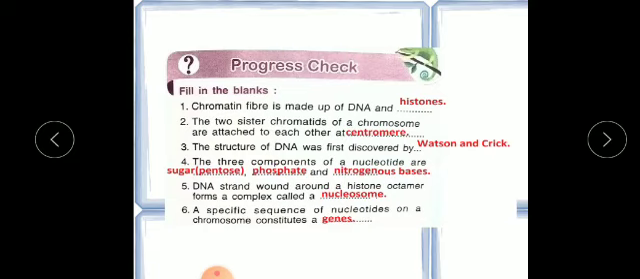Now, fifth one is DNA strand wound around a histone octamer form a complex called a nucleosome. So the complex of the chromatin material, which is made up of DNA and histone protein in eukaryotic organisms, that complex is known as nucleosome. Octamer, remember, means 8 units of histone proteins. Now, sixth one is a specific sequence of nucleotides on a chromosome constitutes a gene. So genes are the specific sequence of nucleotides.